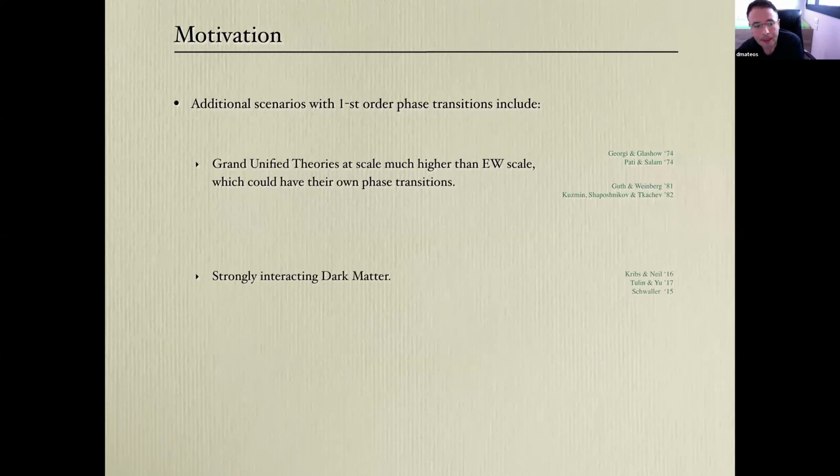And the other scenario is that, of course, we know that dark matter is weakly interacting with the standard model, but some people have speculated with the possibility that it's strongly self-interacting with itself. Okay, and if that's the case, then the dark matter sector could also undergo first order phase transitions that could leave an imprint in the form of gravitational waves.